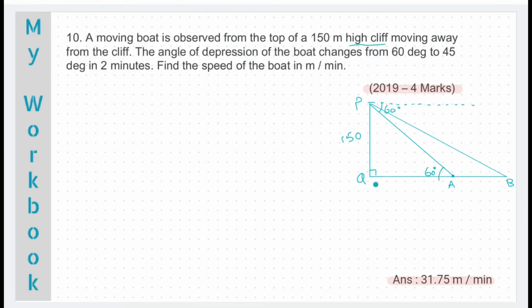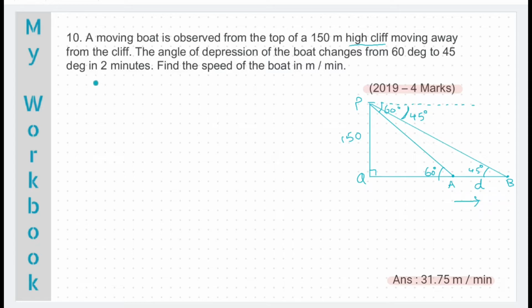Now the boat moves away from the cliff. So it moves from point A away from the cliff. Let's say in 2 minutes it reaches point B. At point B, the angle of depression is 45 degrees. So this angle here will also be 45 degrees. Now we need to find the speed of the boat. In 2 minutes, the boat travels from A to B. So we need to find the distance traveled in 2 minutes, that is AB. If we know the distance, we can find the speed.